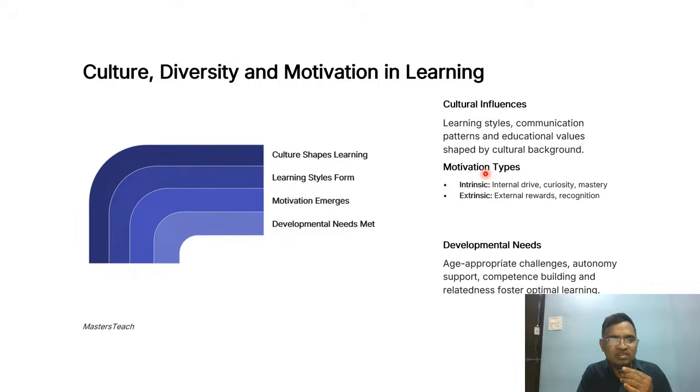Culture and trends: learning styles, communication patterns, and education values are shaped by the cultural background. Motivation may be intrinsic, that is internal drive, curiosity, and mastery, or extrinsic, meaning external rewards, punishment, and recognition. Developmental needs: age-appropriate challenges, then autonomy support, competence building, and relatedness foster optimal learning.